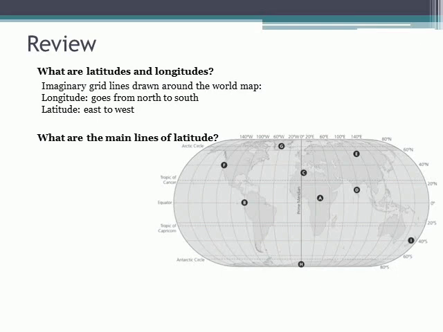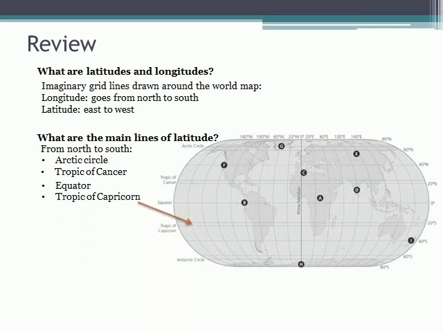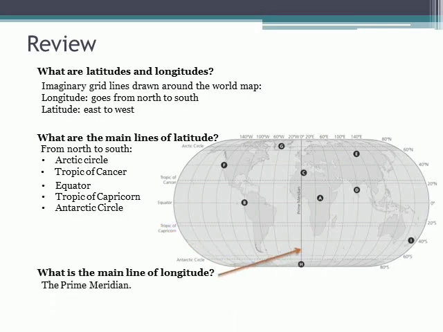What are the main lines of latitude? From north to south, you have the Arctic Circle, the Tropic of Cancer, the Equator, the Tropic of Capricorn, the Antarctic Circle. And what is the main line of longitude? It is the prime meridian. Everybody has to learn this very well. Every time you are asked for it, you need to know everything.